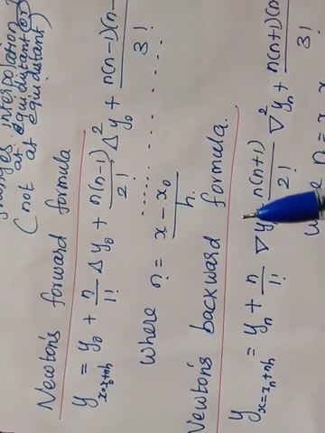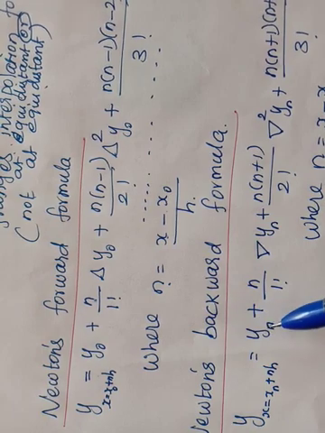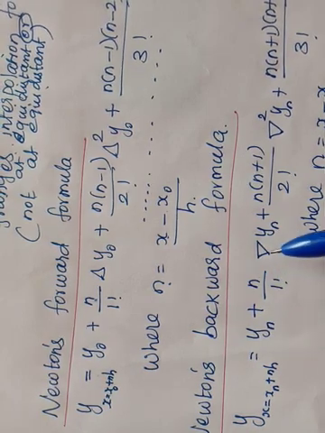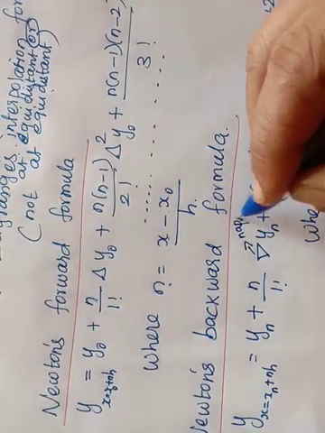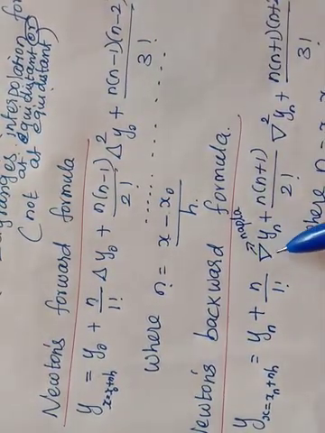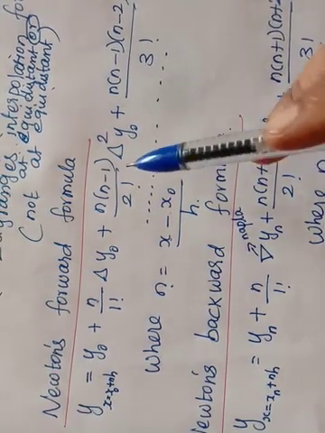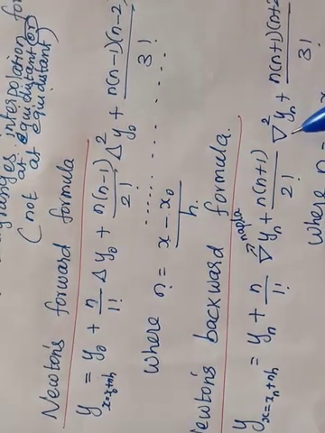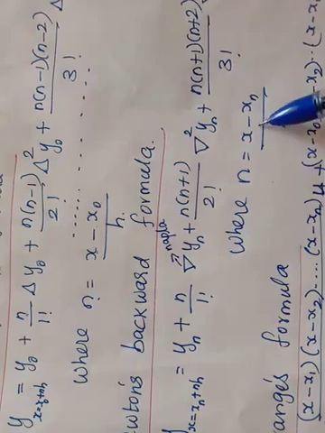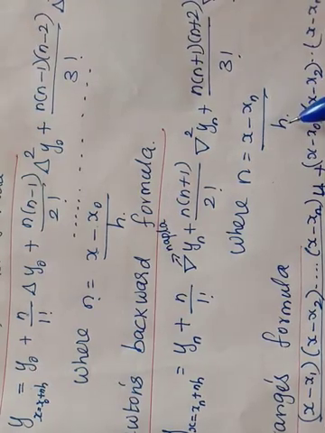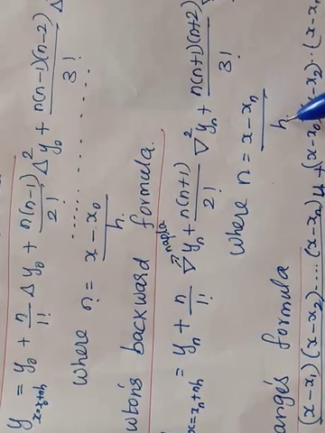Newton's backward formula is the same kind of formula, but here you write yn, not y0: yn plus n by 1 factorial nabla yn. The triangle is put reversely. Then n into n plus 1 by 2 factorial nabla squared yn, plus etc. It goes on. Here n is equal to x minus xn by h. Here also x is the value they asked, xn is the last value, and h is the interval.